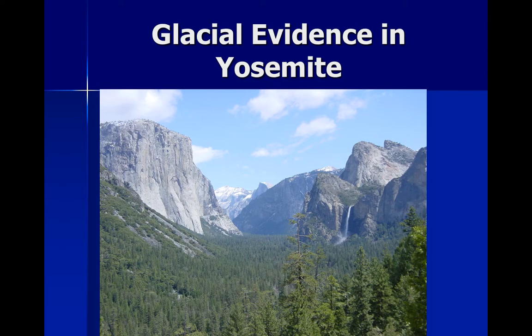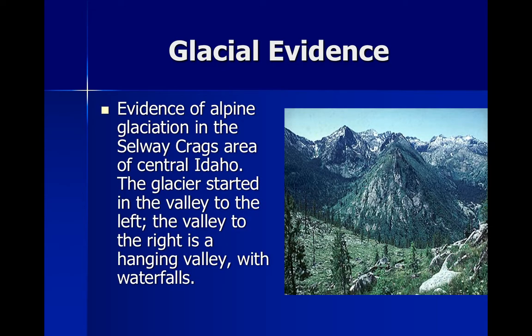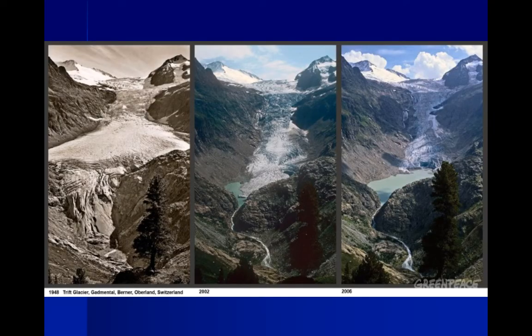This picture is of Yosemite. You could see Half Dome in the background. You look at this picture here, and you could see U-shaped valleys in there that were carved out by the glaciers. And here you could see the retreating of the glaciers. We're in a warming trend right now. This is 1948 on the left, 2002 in the middle, and 2006. And I imagine if you looked at it in 2016, there'd be no snow or ice there at all because we're in that warming trend.